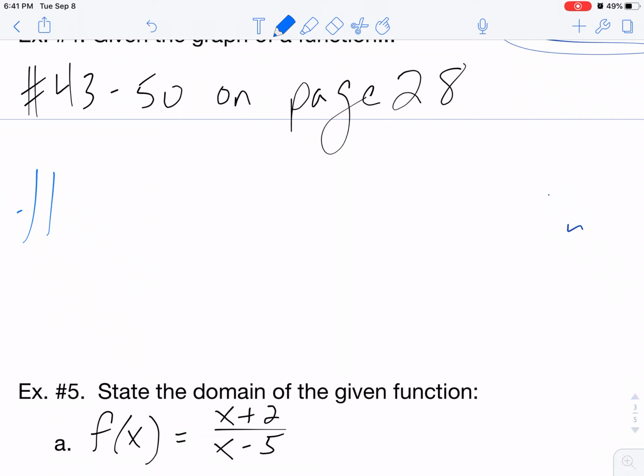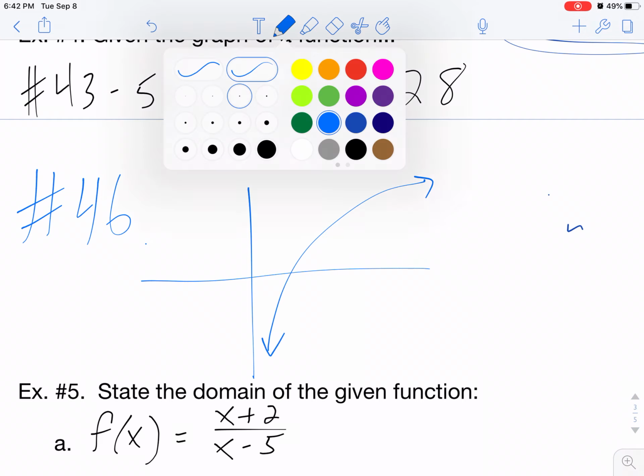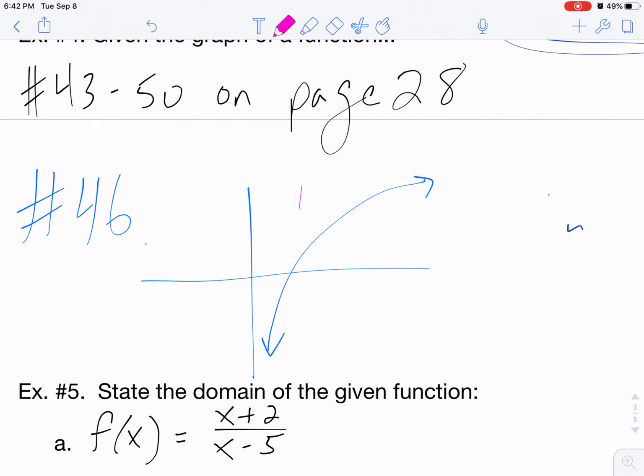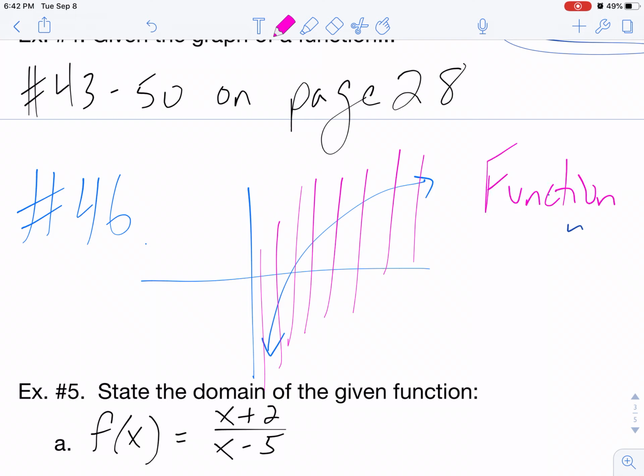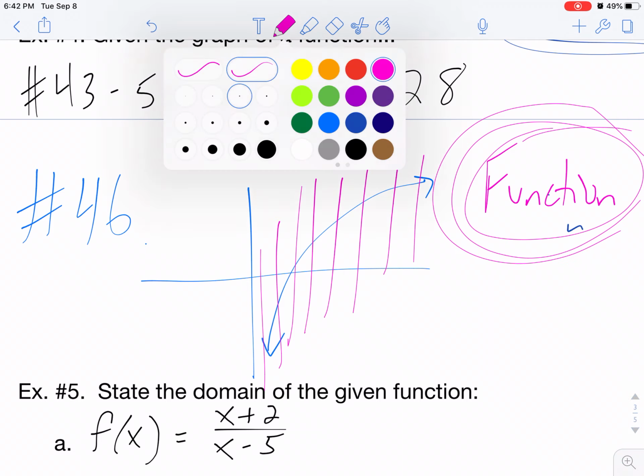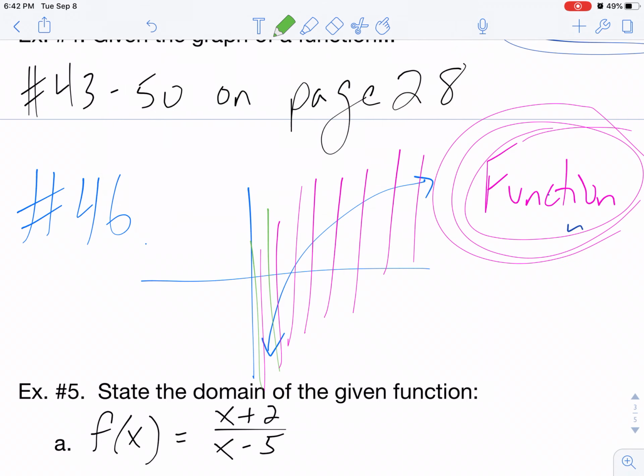So let's do number 46. 46, the graph looks something like this. And again, what you'd want to think about is if we draw a vertical line everywhere on that graph, how many times does it cross? So this one is a function. It represents the graph of a function because these vertical lines only cross one time. Okay, you have to pretend that this keeps curving. It does not get straight as you get closer to the y-axis. But this curve is the graph of a function.